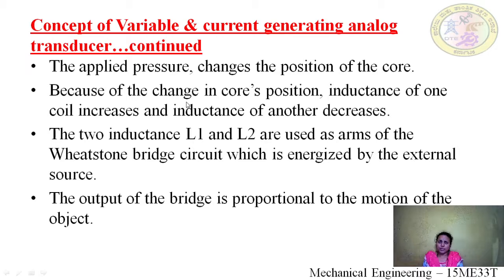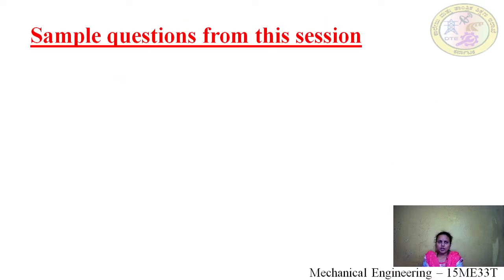Now I already said when a pressure is applied, there will be a change in the position of the core, and as this position of the core changes, the inductance of one coil increases and the other decreases. The two inductances L1 and L2 we are using in a Wheatstone bridge circuit, and this is energized by an external source. The output of the bridge is proportional to the motion of the object.